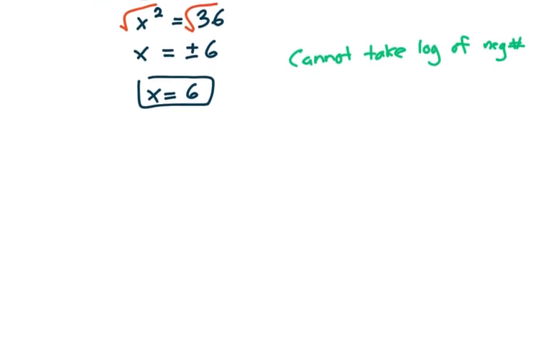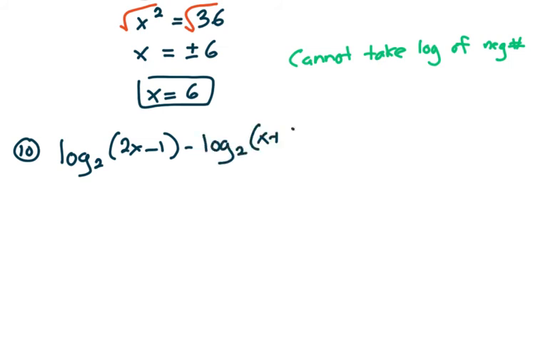All right, and then number 10. Let's see. Log base 2 of 2x minus 1 minus log base 2 of x plus 5 equals 1/2 log base 2 of 36 minus 2 log base 2 of 2.